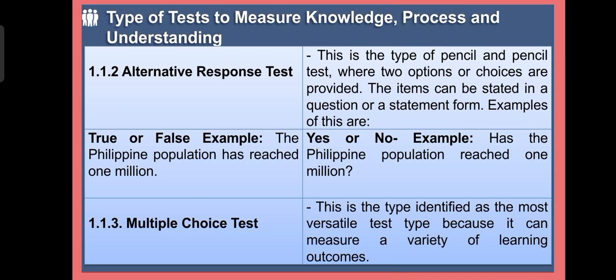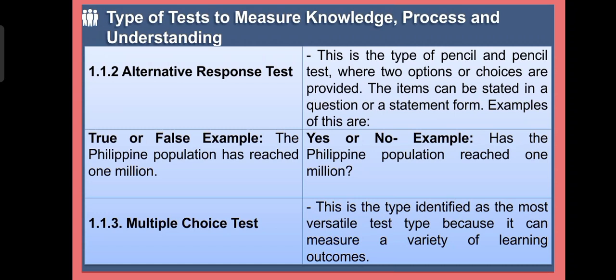So, the multiple choice test is the type identified as the most versatile test type because it can measure a variety of learning outcomes. It consists of a problem and a list of suggested solutions. The correct alternative is called the answer, while the remaining options are called distractors.